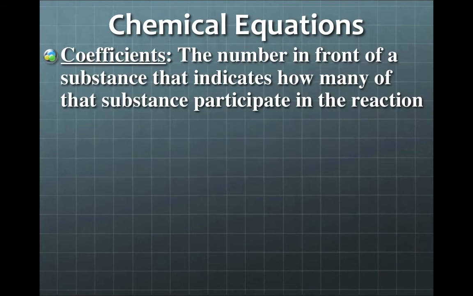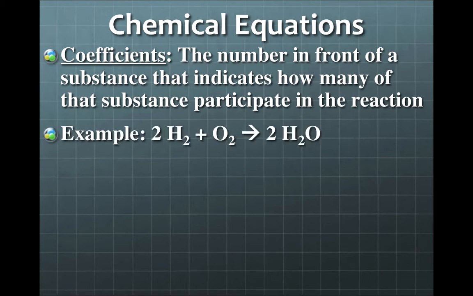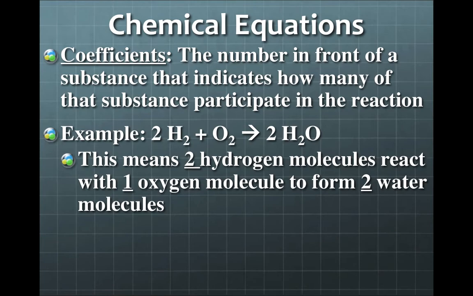Coefficients are the ones that are kind of new to you guys this chapter. Coefficients are the big numbers that are found in front of the substances that are participating in the reaction, or they could also be the products. If you look at the example below, it says 2H2 plus O2, arrow, which means to form, 2H2O. So what does this mean? It means that 2 hydrogen molecules react with 1 oxygen molecule to form 2 water molecules. So the coefficient tells you how many of that molecule or substance you have.